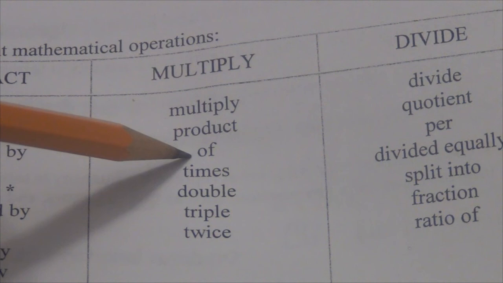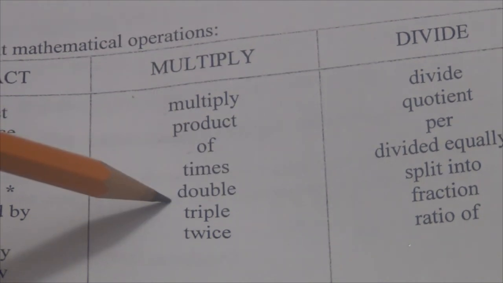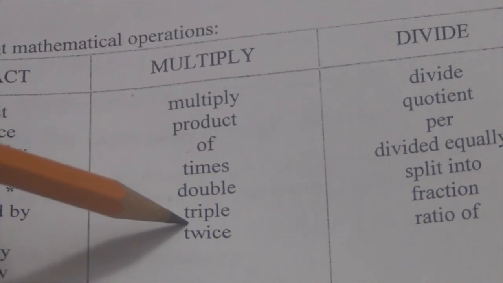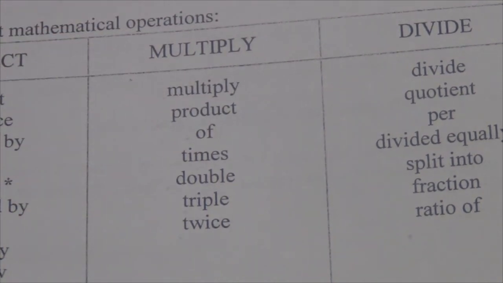The word of also means multiplication. Times, I'm not even going to mention it. Double, yes, 2 times. Triple, 3 times. Twice, 2 times.